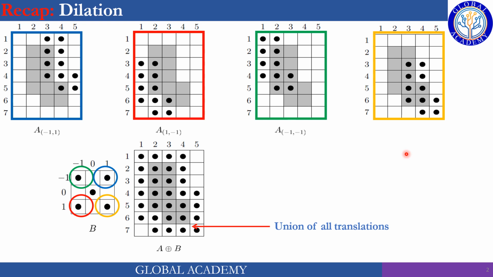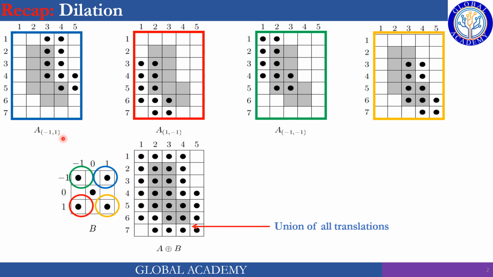So let's start with a recap of dilation and erosion. Dilation is simply the union of all translations. So we have the original image, which is placed in shaded pixels, and then we have the structuring element. All these are the translations.